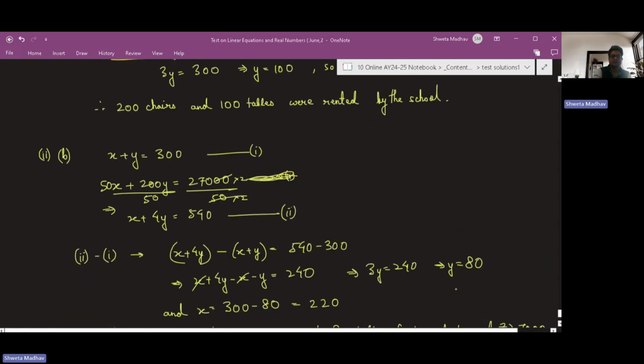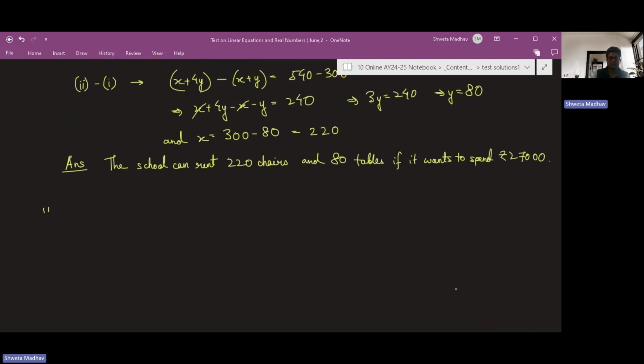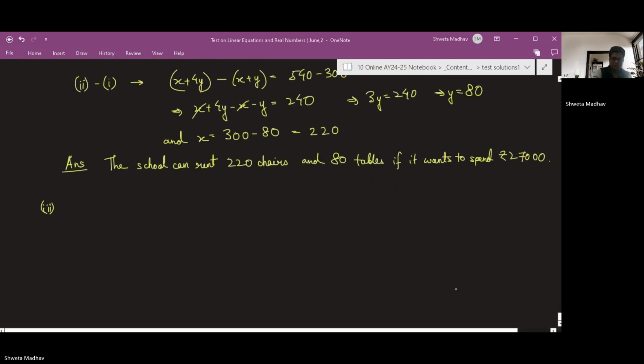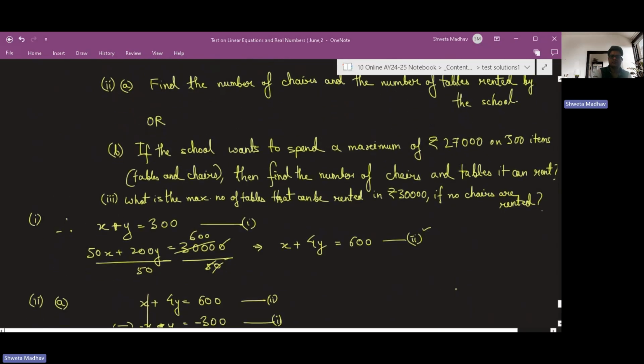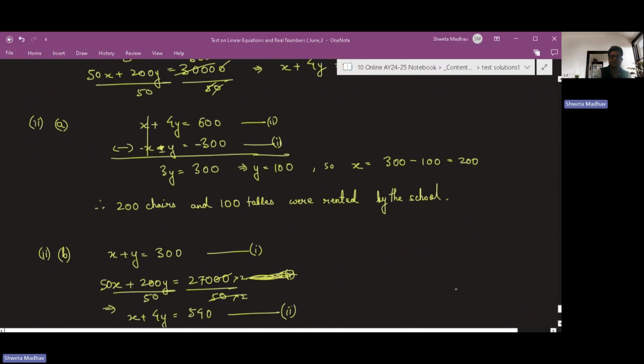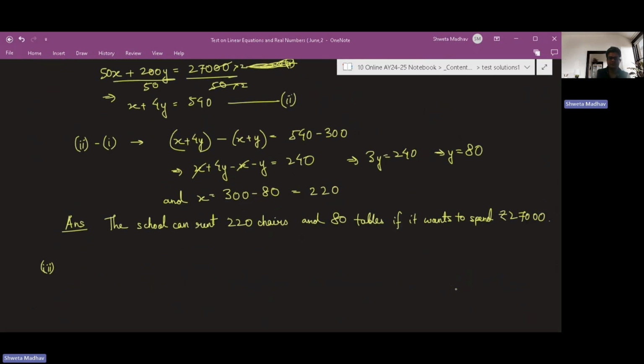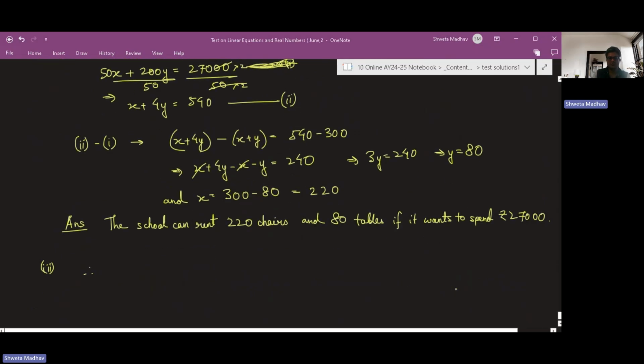Then in the third subpart, it has been asked what is the maximum number of tables that can be rented for rupees 30,000 if no chairs are rented. So only tables are being rented. So the rent for each table is rupees 200, as has been told.